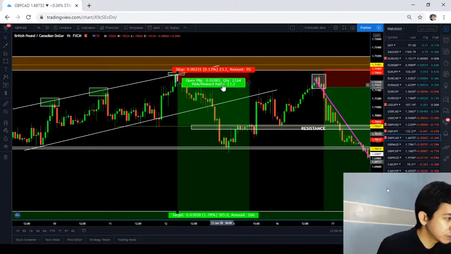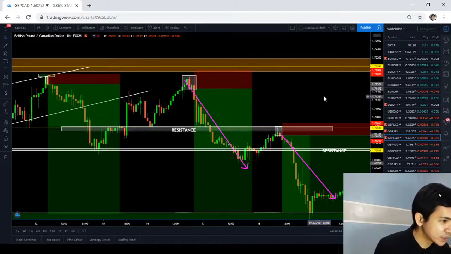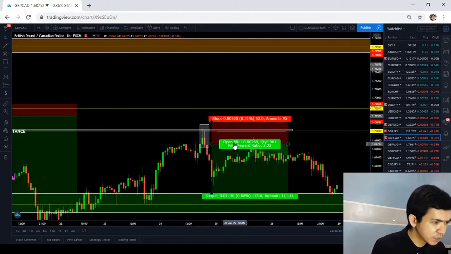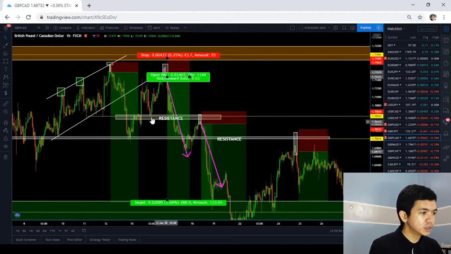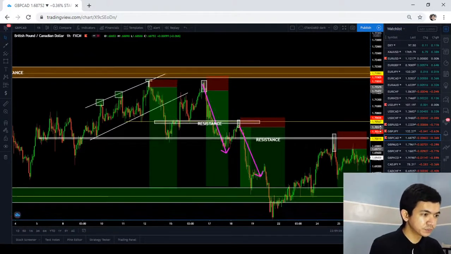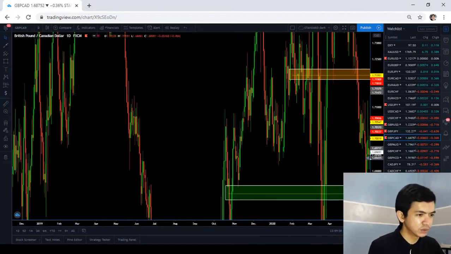Ito, ilan ng risk reward? 1:13. This one, what? 1:6. This one, 1:6. This one, 1:2. So, imagine if I add all those positions in terms of risk reward ratio. Just this single move. Itong single move lang ng market na to. Guys.